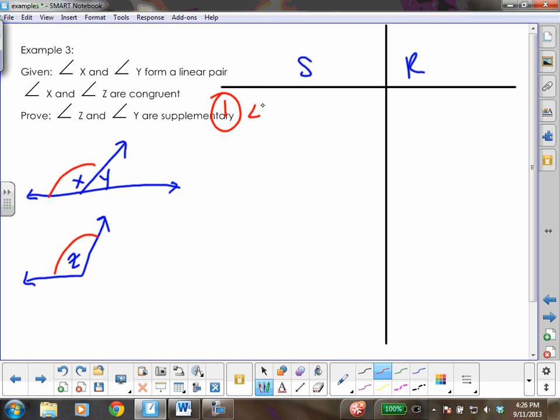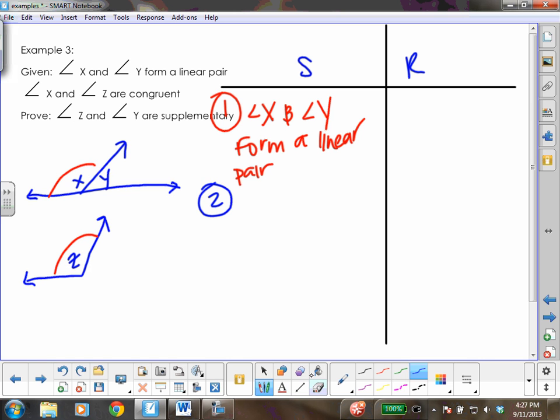So I've got my givens: angle x and angle y form a linear pair. And also, angle x and angle z are congruent. So I'm going to write that as angle x is congruent to angle z. And the reason for that would just be given.